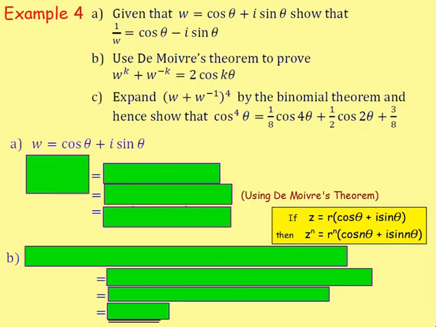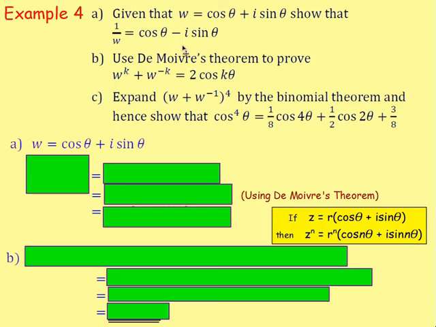Example 4, given that w equals cos theta plus i sine theta, show that 1 over w equals cos theta, take away i sine theta. Part B, use de Moivre's theorem to prove that w to the power of k plus w to the power of negative k equals 2 cos k theta. And C, expand w plus w to the negative 1 in brackets to the power of 4 by the binomial theorem, and hence show that cos theta to the power of 4 equals an eighth cos 4 theta plus a half cos 2 theta plus 3/8.